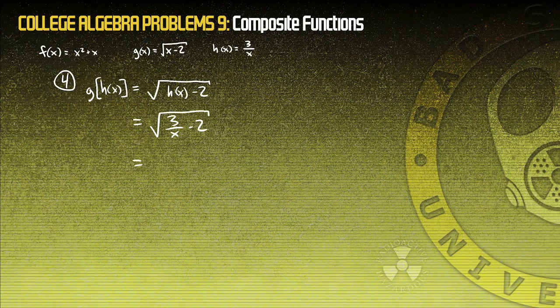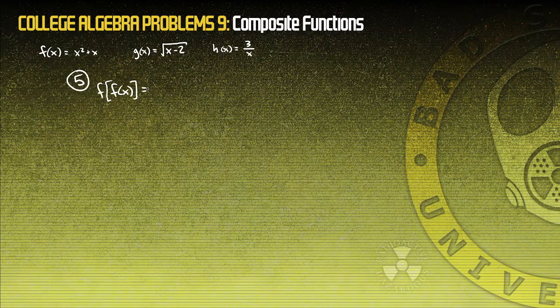And then we'll want to simplify under the square root. So you have 3 minus 2x all over x, and all under the square root. And we'll call it good there. No need to rationalize.